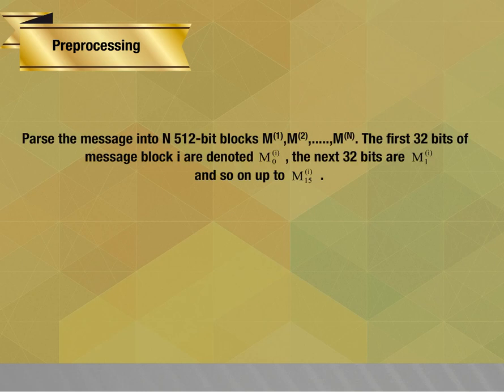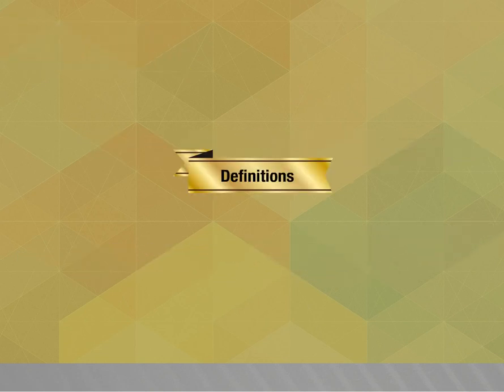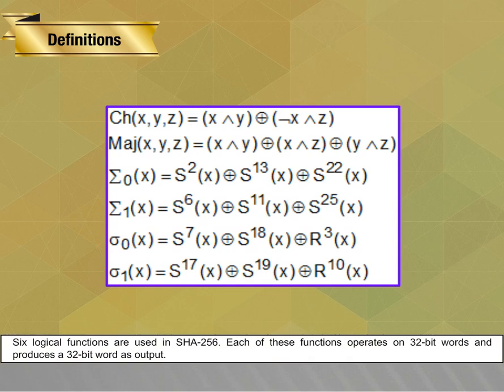The first 32 bits of message block i are denoted m_0^i. The next 32 bits are m_1^i and so on up to m_15^i. We use the big endian convention throughout, so within each 32-bit word, the leftmost bit is stored in the most significant bit position. Definitions. 6 logical functions are used in SHA-256. Each of these functions operates on 32-bit words and produces a 32-bit word as output.